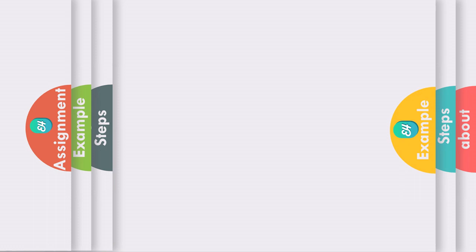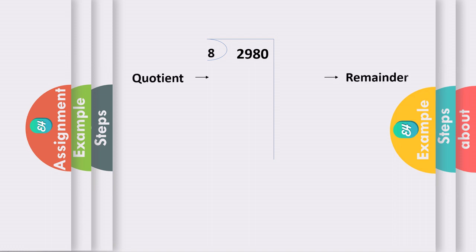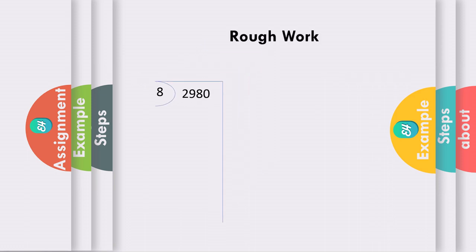Let us take an example. If we want to convert the number 2980 into its octal equivalent, then we will have to divide this number by 8. Write down the quotients separately and the remainders separately. Let us perform this division separately.